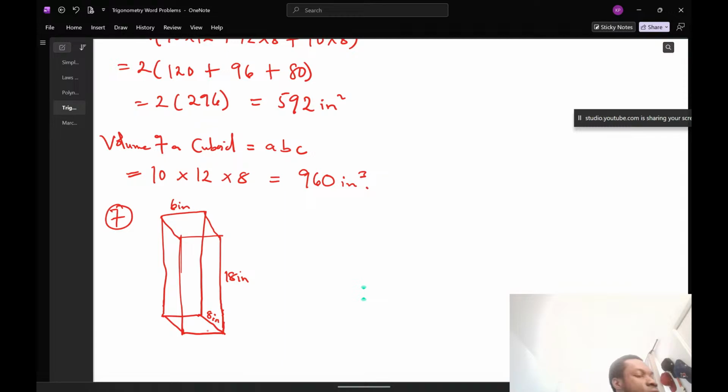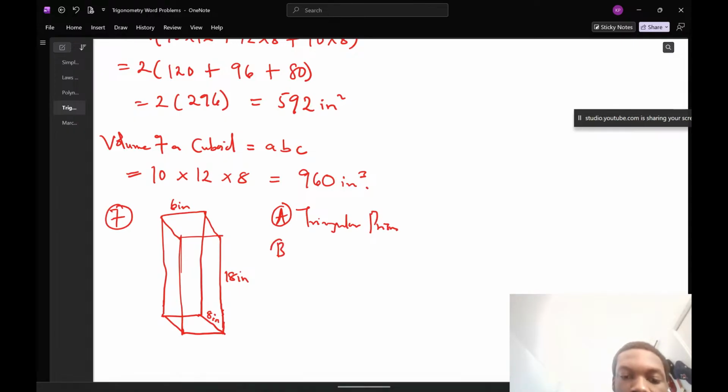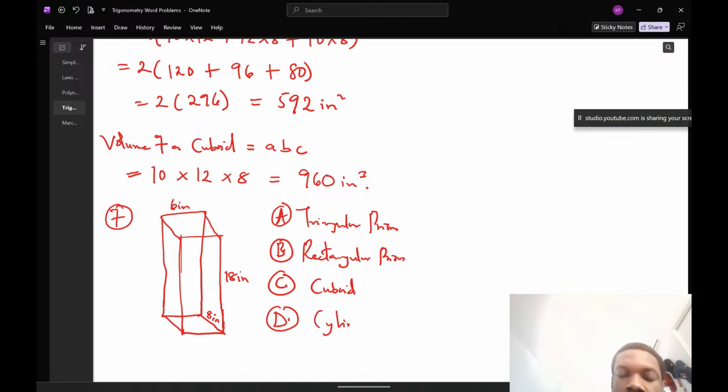Okay, if you're on the live stream and you want to give me the answer to this, this is a shape. Let me write the options beside each other. A is a triangular prism. B is a rectangular prism. C, it is a cuboid. D, is this a cylinder?